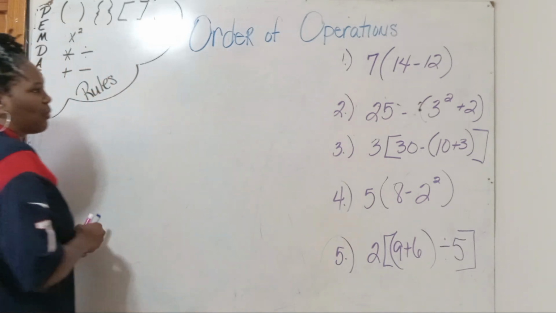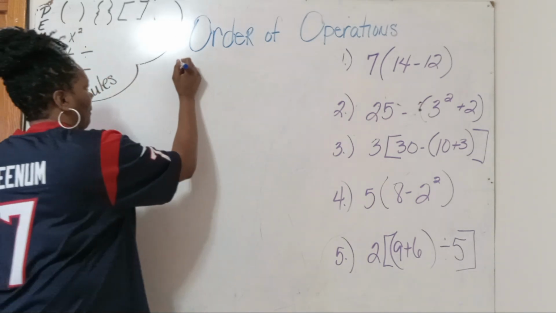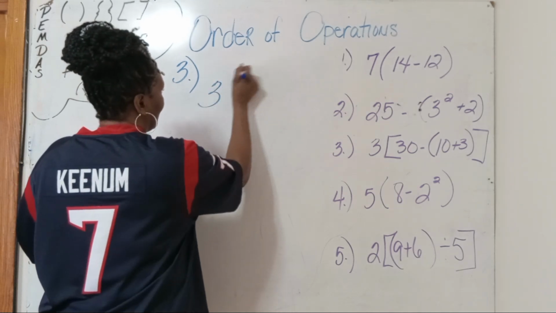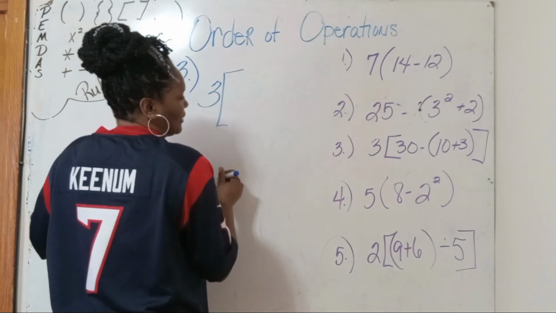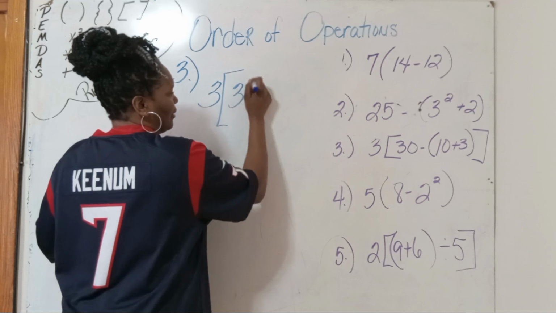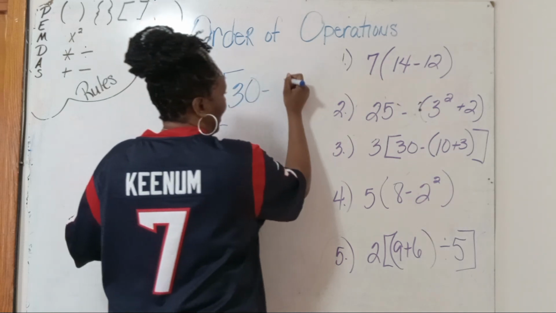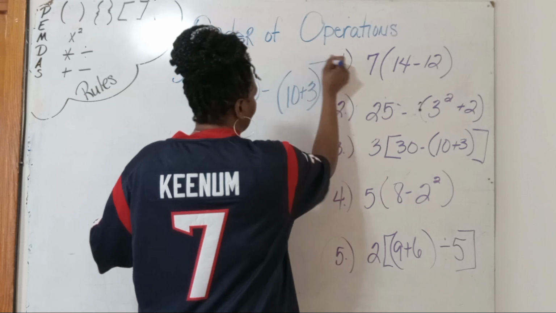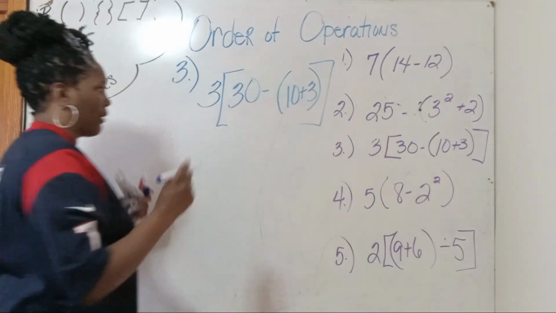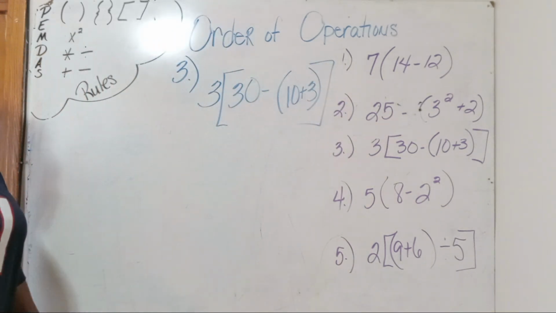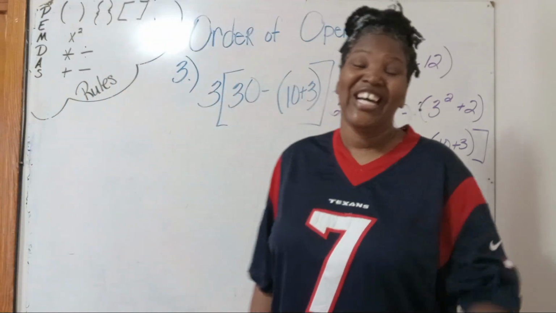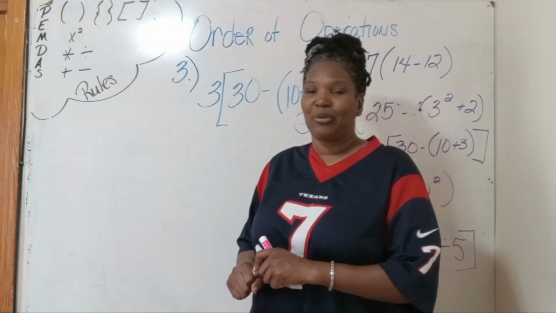All right, next problem. Number 3. 3 open braces or brackets, whatever you want to call it, 30 minus 10 plus 3, close parentheses, close braces or brackets. All right, you might say, Miss Adrian, it's a lot going on with that problem. I know. We got the rules of order of operations.